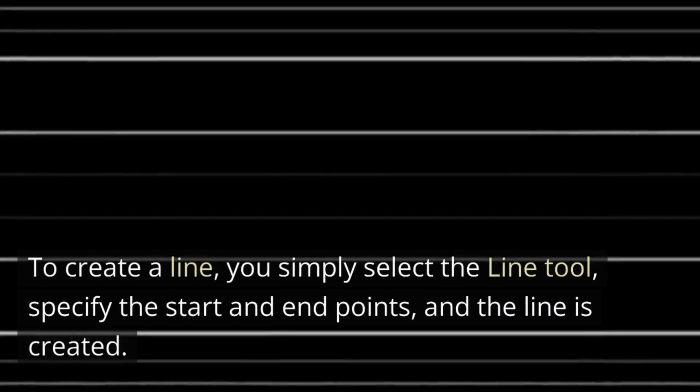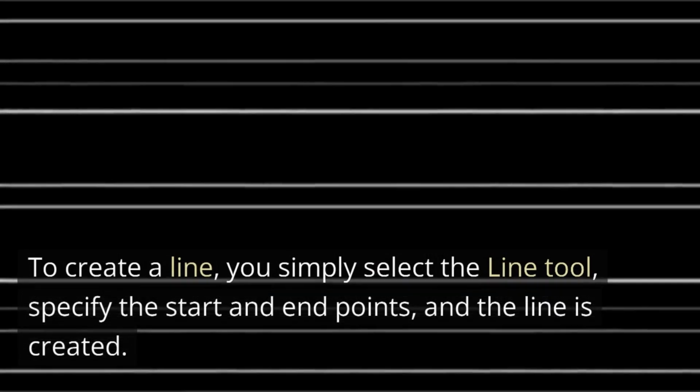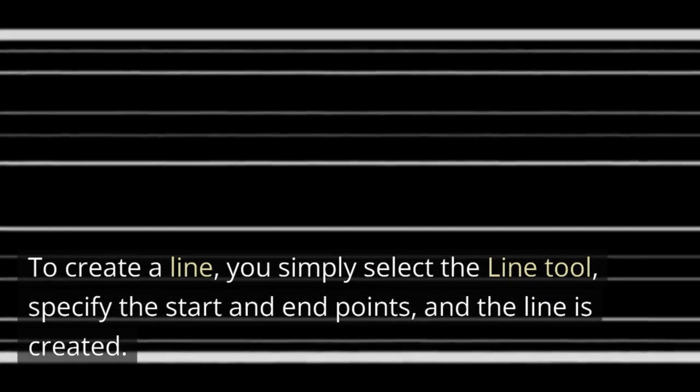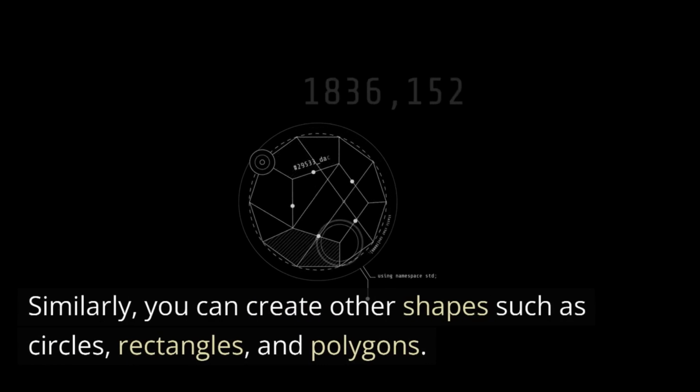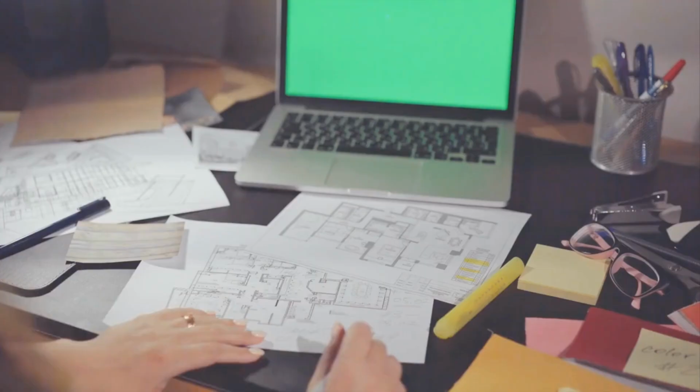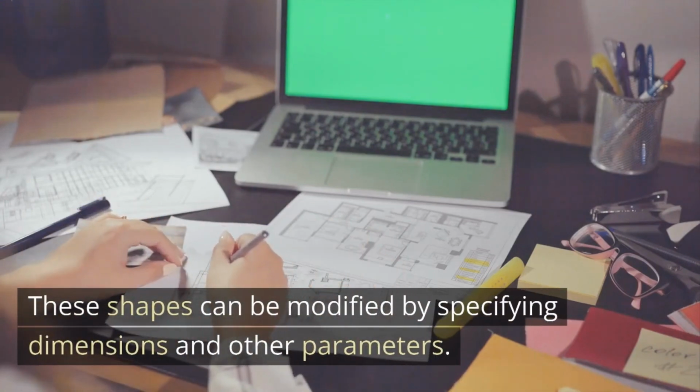To create a line, you simply select the line tool, specify the start and end points, and the line is created. Similarly, you can create other shapes such as circles, rectangles, and polygons. These shapes can be modified by specifying dimensions and other parameters.